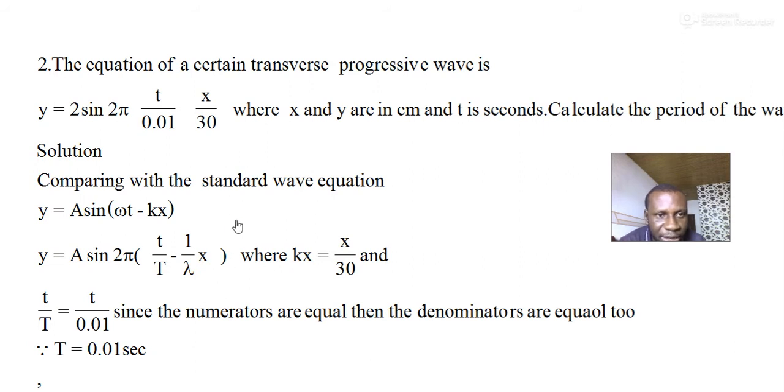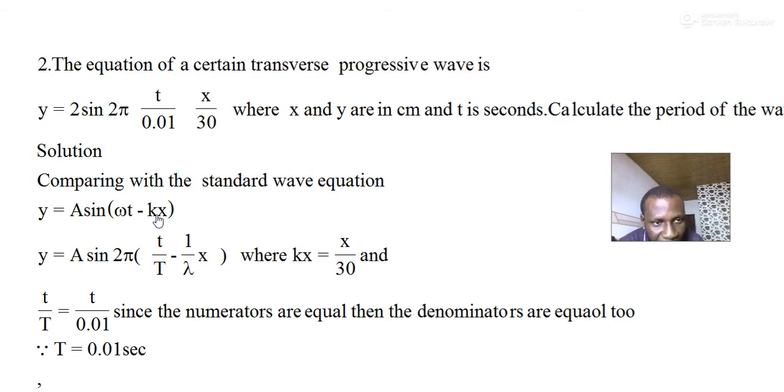So once again, we have a second question in this group. The equation of a certain progressive wave is this, with x and y in centimeters and t in seconds. Calculate the period of the wave. Solution: comparing with the standard wave equation, which is y equal to a sine omega t, as we saw earlier on.